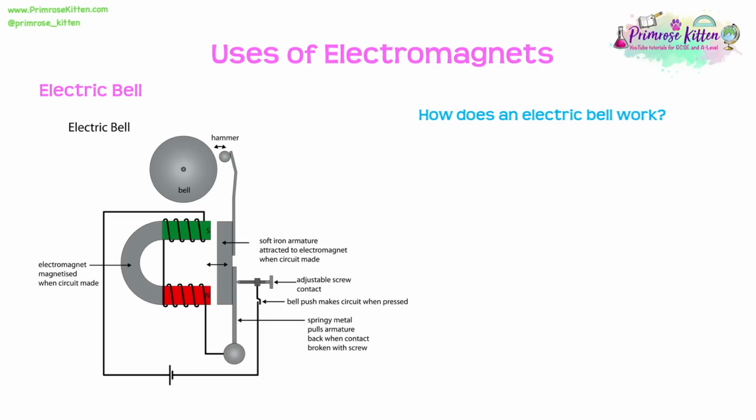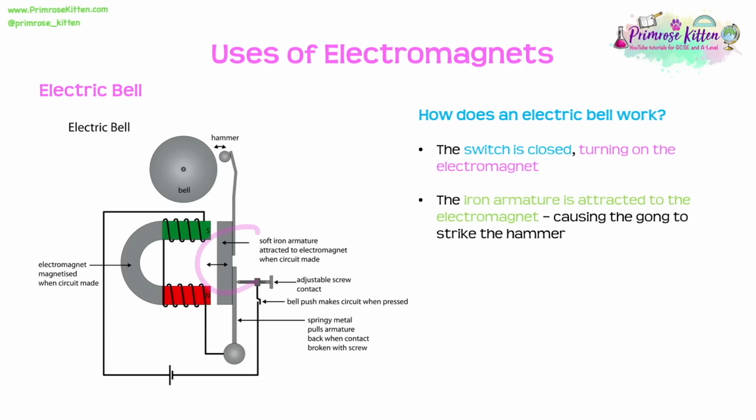We might see some applications of electromagnets come up in the exam. So let's have a look at this specific example of an electric bell and let's see how electromagnets can work. Now, looking at this, if we close the switch, we will turn on the electromagnet because the current can flow through the circuit. Now, of course, looking at the diagram, you can see we've got this iron armature. This is going to get attracted to the electromagnet, and this is going to pull the hammer towards the bell, and they're going to hit each other, and it's going to sound the bell.